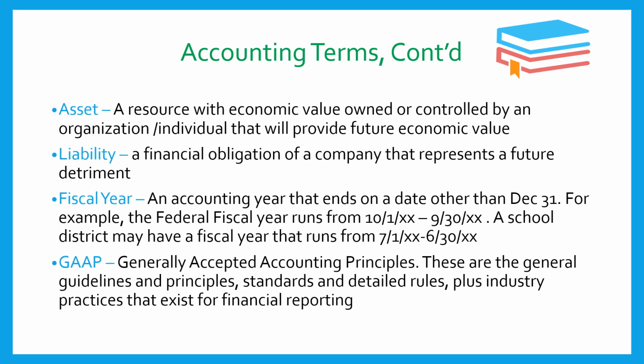Fiscal year, an accounting year that ends on a date other than December 31st. For example, the federal fiscal year runs from October 1st to September 30th of every year. Or a school district may have a fiscal year that runs from July 1st to June 30th. As a reminder, the CACFP operates on the federal fiscal year, which is 10/1 to 9/30. The CACFP budget will be based on the federal fiscal year. Keep this in mind if you are on a calendar year or a different fiscal year. GAAP, Generally Accepted Accounting Principles. These are general guidelines and principles, standards, and detailed rules, plus industry practices that exist for financial reporting.